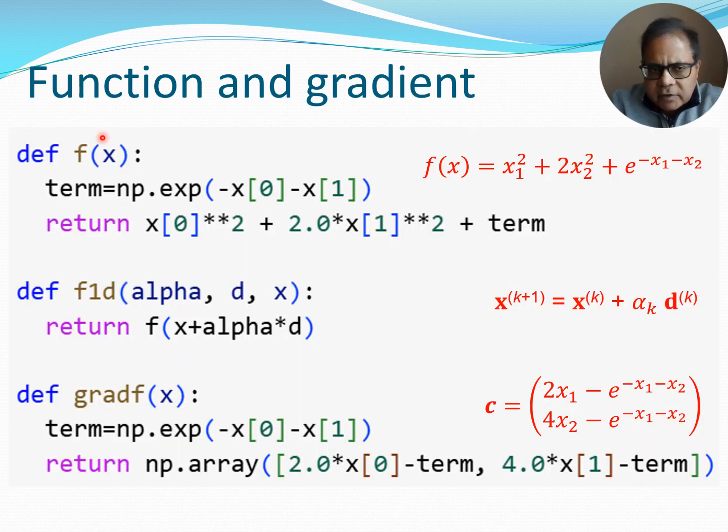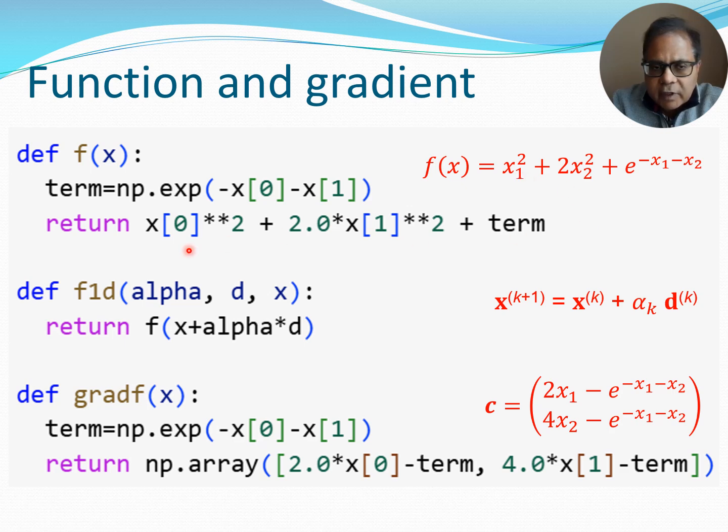So let us start with the function itself and the gradient vector. Of course you see the function is x1 square plus 2x2 square plus e to the power minus x1 minus x2. So we can write it in this form here. Here you clearly see that we have defined this term, which is the exponential term, and I simply add this term to x1 square plus 2x2 square. Now remember, of course, in Python, vectors start from x0.